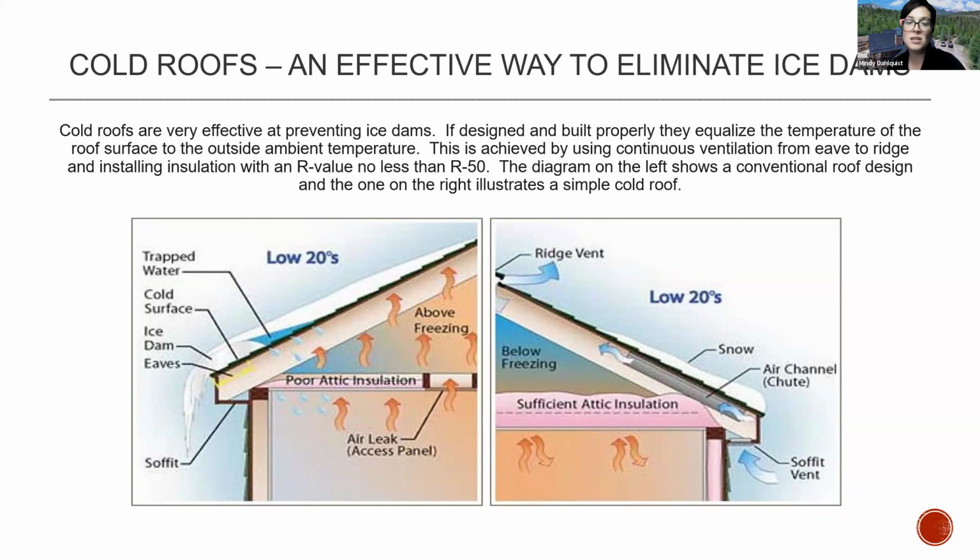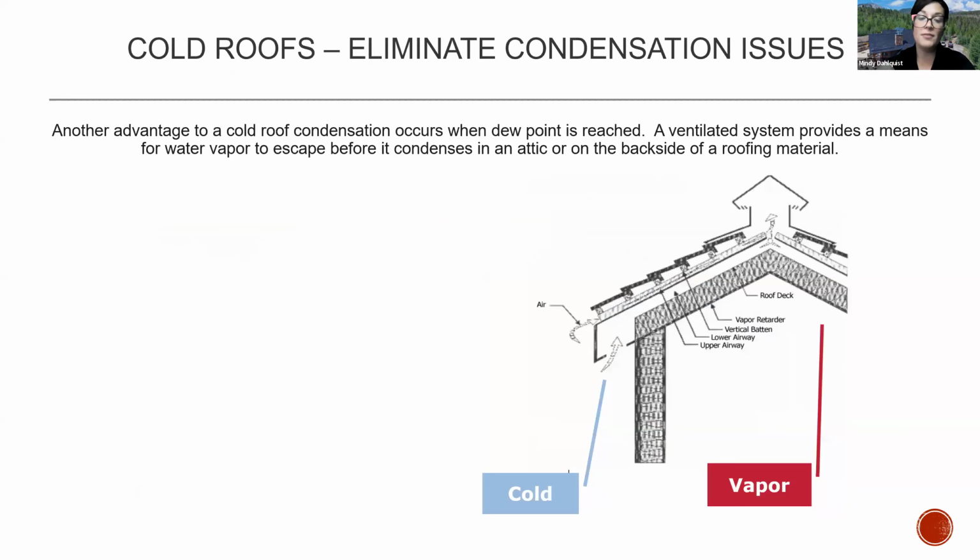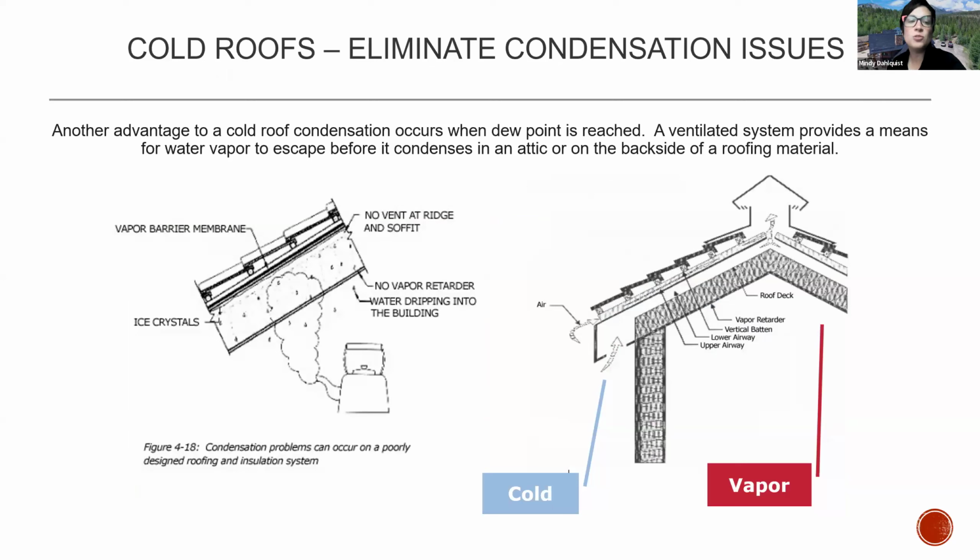Oftentimes, codes and standards for cold roof systems will actually only account for about 1/4 of the amount of air that's necessary to actually make that attic match the outside ambient temperature. So if you can't match up those temperatures exactly with that amount of airflow, then you do not have a cold roof system. Another advantage to the cold roof system is condensation that occurs when the dew point is reached. The ventilated roofing system does provide a means for that water vapor to escape before it condenses in the attic or the backside of the roofing material.